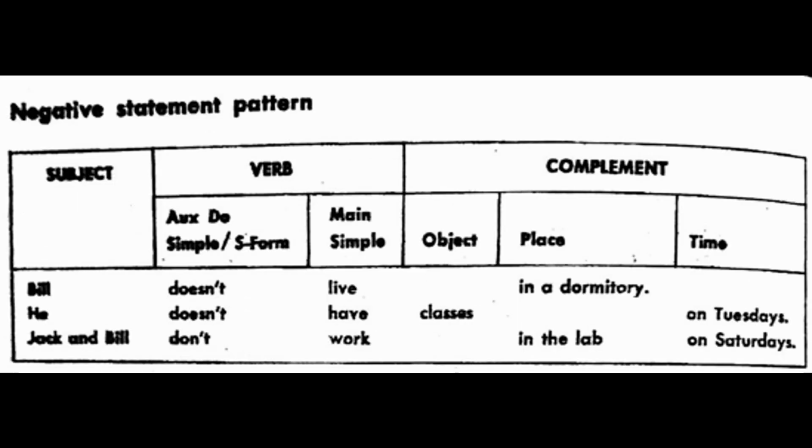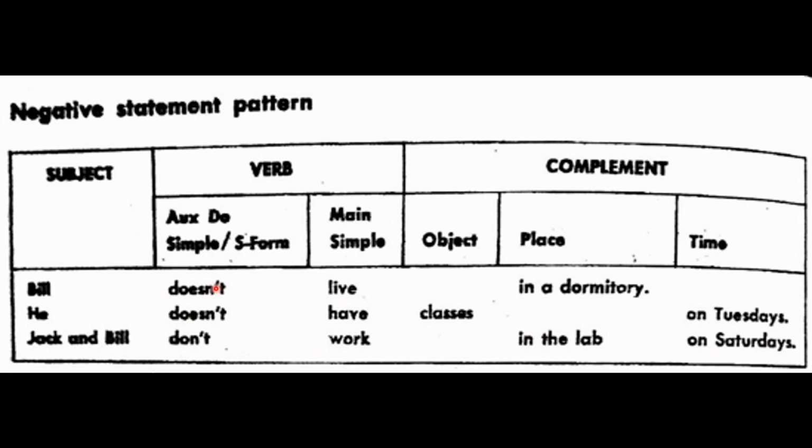The negative statement pattern. In the case of a negative statement, we have to add or provide our sentences with auxiliary. Does, or in the case of a singular subject, or don't in the case of a plural subject. Bill doesn't live in a dormitory. He doesn't have classes on Tuesdays. Jack and Bill don't work in the lab on Saturdays.